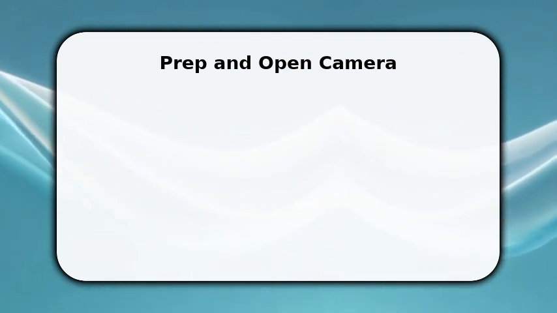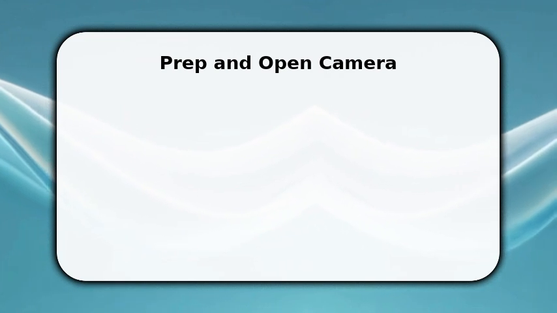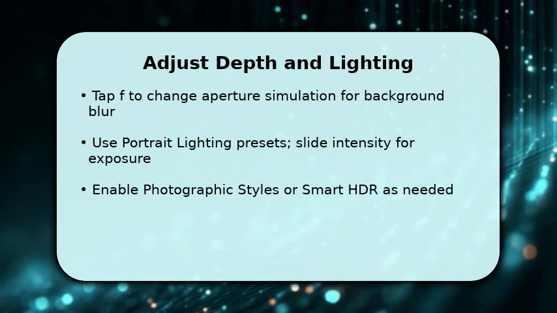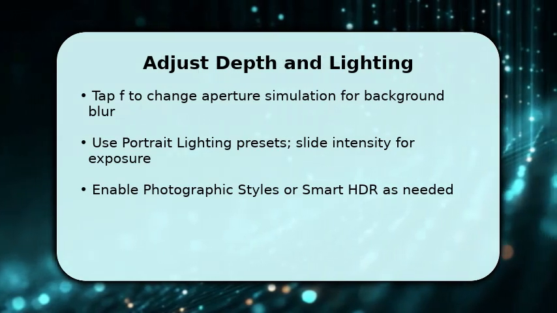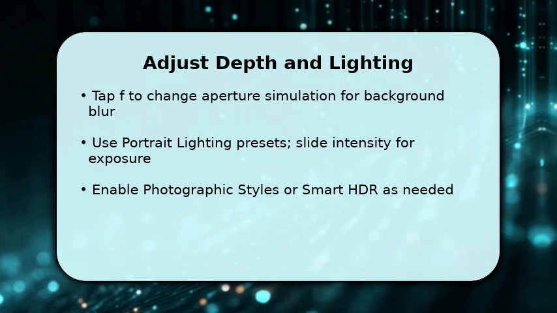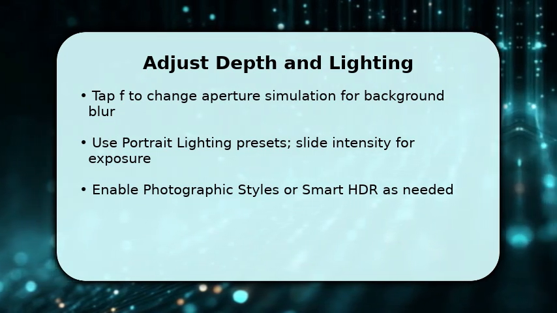Hold the phone steady and tap your subject to lock focus and exposure before you compose the shot. Next, refine the look. Tap the F control to simulate aperture and increase or decrease background blur. Smaller F gives less blur, larger shows more separation.